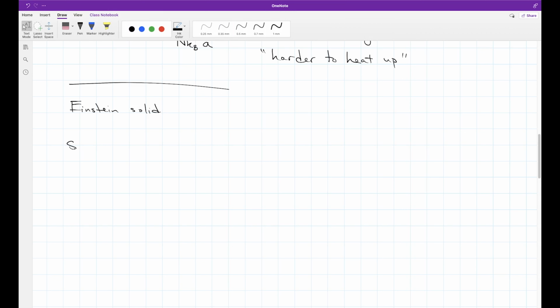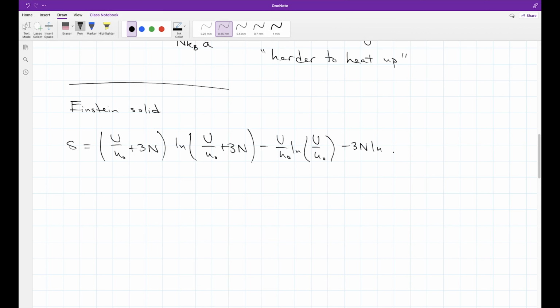And our main goal in this section is going to be to find the energy to temperature relationship and maybe take a look at it more closely. So the equation of state, I'll remind you, is going to be that S is equal to U over u naught plus 3N times the log of U over u naught plus 3N, minus U over u naught log of U over u naught, minus 3N times the log of 3N. And once again, u naught, that is to say little u naught, is just some intensive constant that depends on the material, it turns out. Notice also that we have one internal energy coordinate U and one work coordinate N. So this is, in some sense, a simpler system than the ones that we've looked at so far.